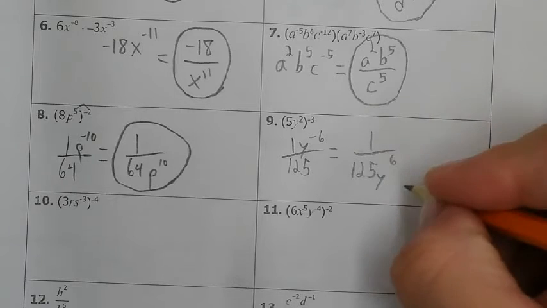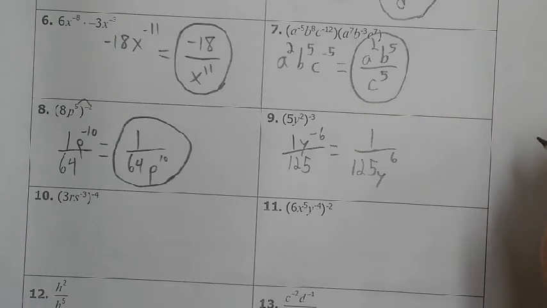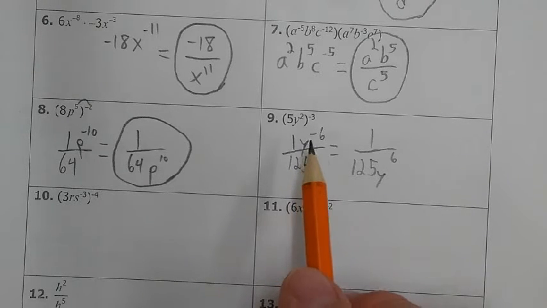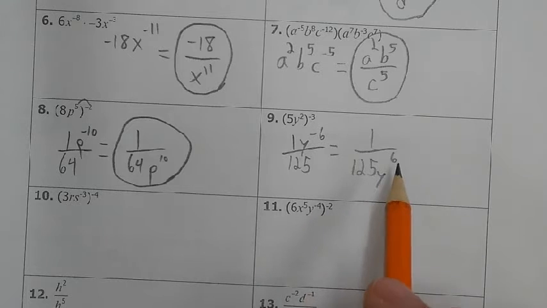Oh, okay. I'm not sure where you got 12. Yeah, you should have gotten 1 over 125 y to the power of 6. Does everybody see why? Yeah. All we're doing is moving this y to the negative 6 to the bottom and making it positive.